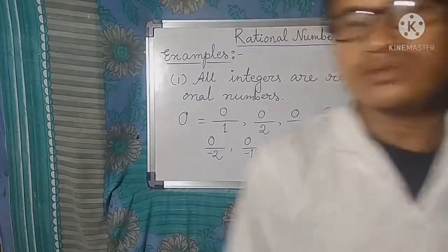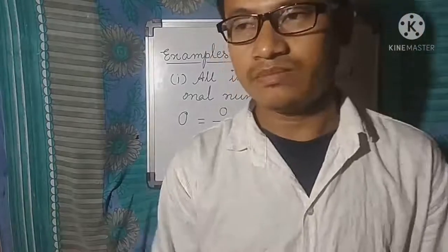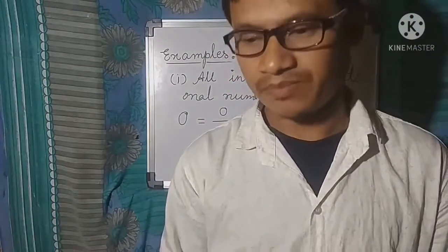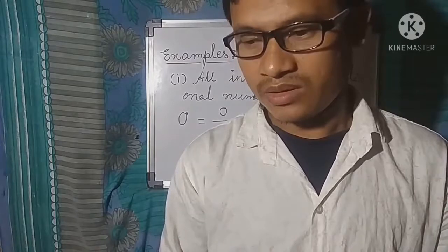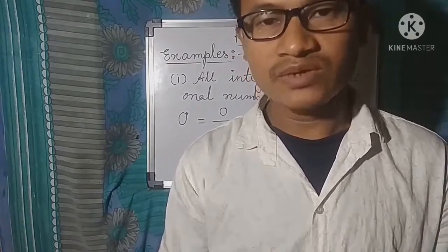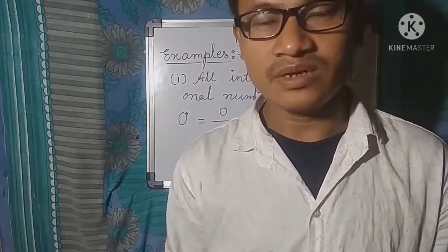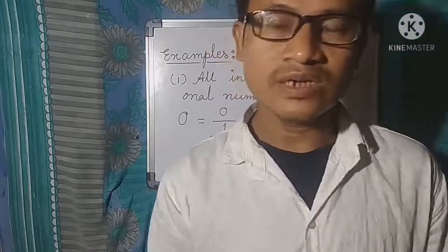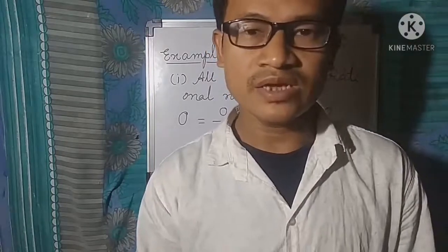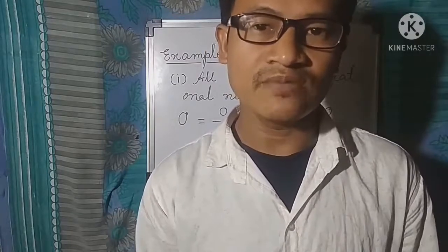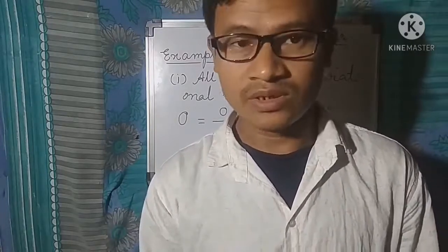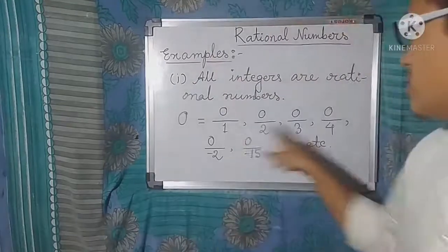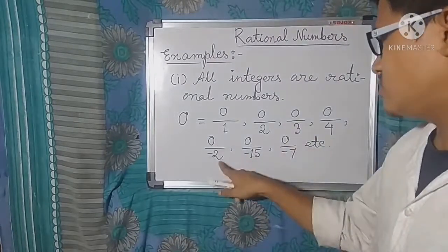That means if we divide 0 by any number, then we will get 0 itself. That is why 0 can be written in the form of p by q. 0 by minus 2.